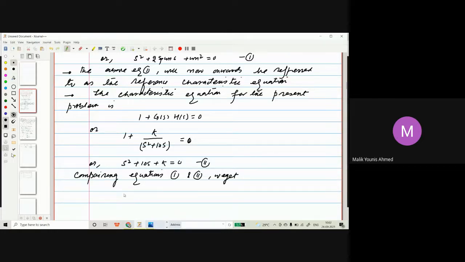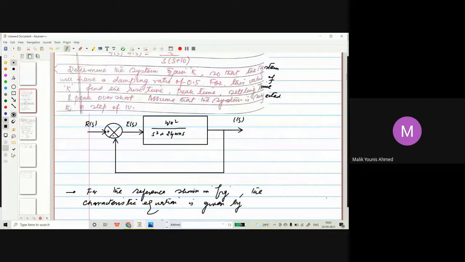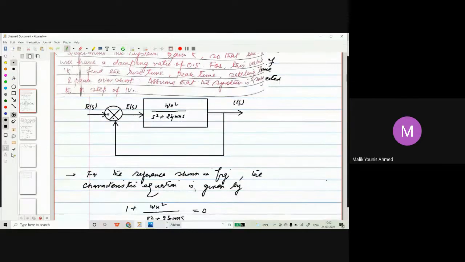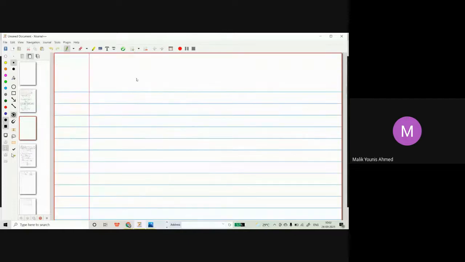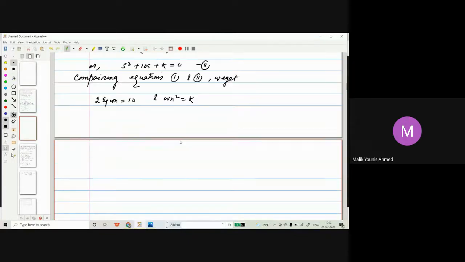So 2 xi omega n will be the coefficient, this is 10, and omega n square is equal to K. We have to find all those things: rise time, peak time, settling time, and peak overshoot. Same we have got already. We have a step input that we know already. Okay, so I will add a page here. Now this is the way we have. But before going further, let us solve this.